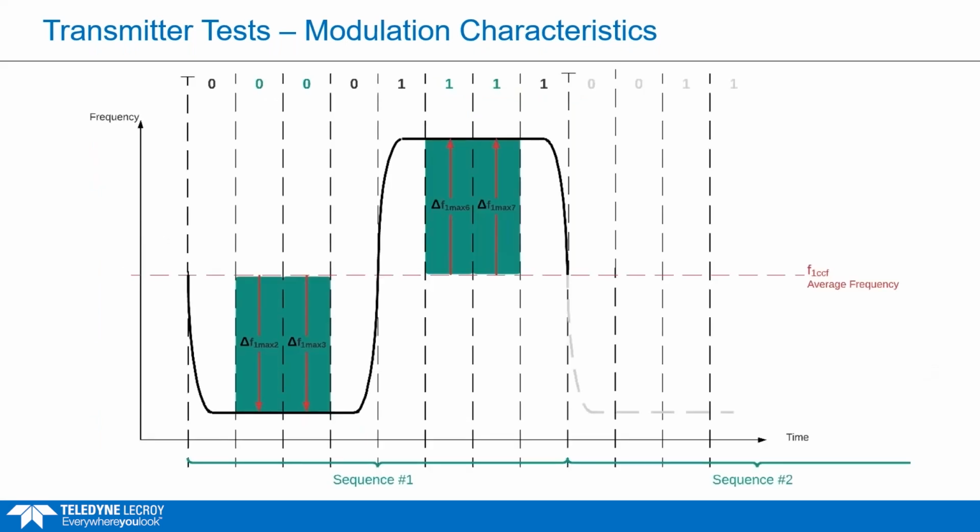So for the first payload, which is the 4 bits at a time, you can see here we've got the average frequency over the payload is this red dotted line that gives us our F1 CCF. And then for the bits, hopefully you can see why we're picking bit 2, 3, 6, and 7 here. We're avoiding these where there's falling and rising edges, which could affect the results. So we're measuring delta F1 max for each of these bits, and then we average that to give us our delta F1 average.